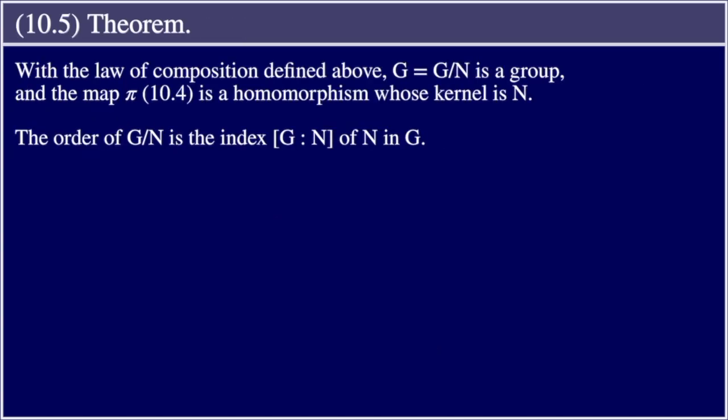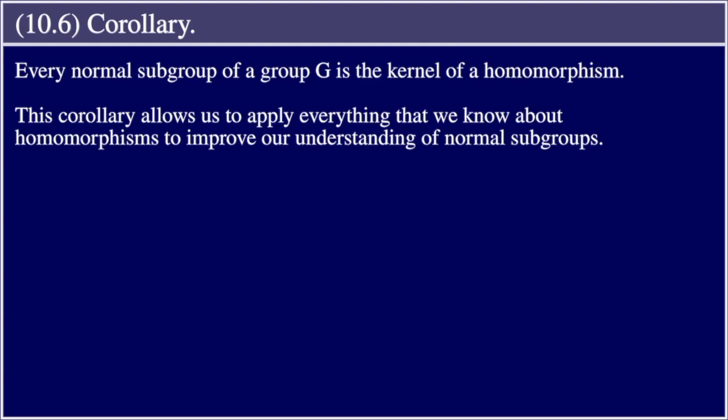10.5 Theorem. With the law of composition defined above, Ḡ = G/N is a group, and the map π (10.4) is a homomorphism whose kernel is N. The order of G/N is the index [G:N] of N in G. 10.6 Corollary. Every normal subgroup of a group G is the kernel of a homomorphism. This corollary allows us to apply everything that we know about homomorphisms to improve our understanding of normal subgroups.